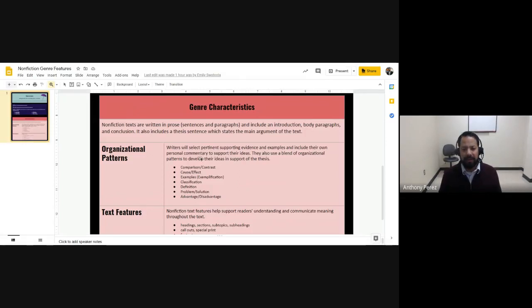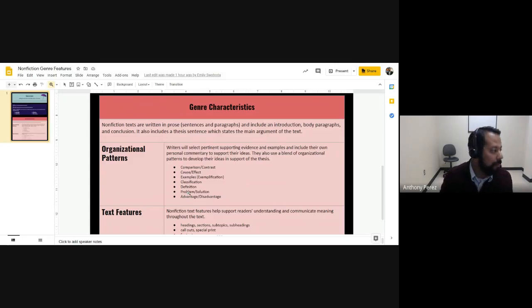Another genre characteristic is how it's organized. And just like with purposes, these are the different patterns, and a writer might use more than one to support their ideas or really help shape them in a way that makes sense to the reader. So it's compare and contrast, cause and effect, examples, classification, definition, problem solution, and advantage and disadvantage. So you could start off with compare and contrast, Taco Bell and Taco Cabana, or Las Palapas and Taco Cabana, or the advantages and disadvantages of both, and then propose a solution to a problem that arises there.